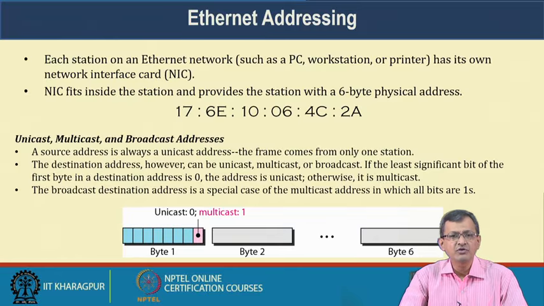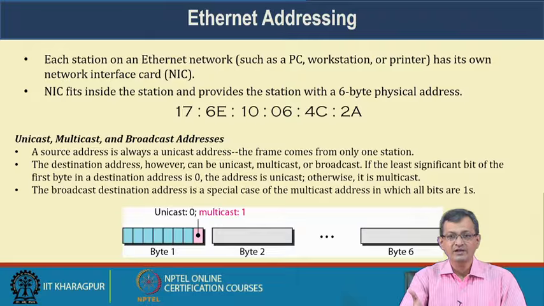So, Ethernet addressing we have already seen, just to recall. Each station on an Ethernet network, or every system on an Ethernet network such as a PC, workstation, printer, etc., which is network enabled, has its own network interface card, or NIC, right. The systems like the one I am using here each have their own NIC, an adapter to connect to the physical media.